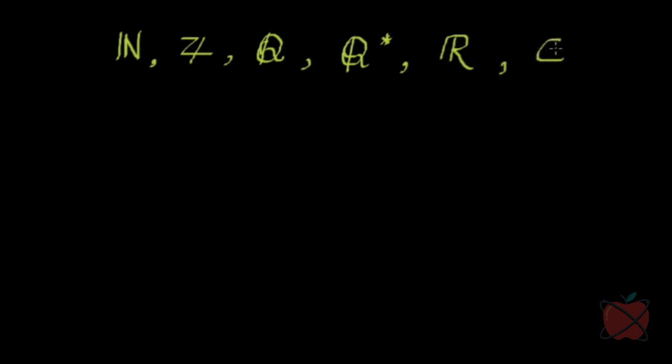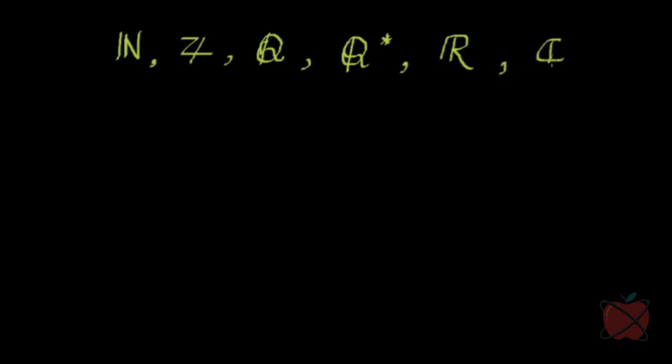Earlier, you had studied about natural numbers, you studied about integers. Then when you go to higher classes, you learned about rational numbers and then irrational numbers. And then when you move on to class 10, you learned about real numbers. And then now that you're in class 11, you are going to study about complex numbers.